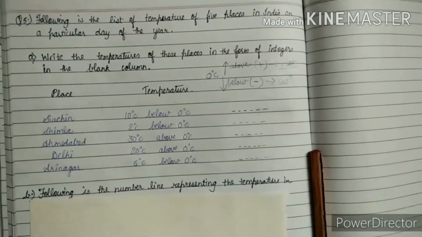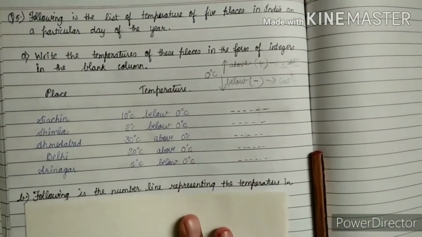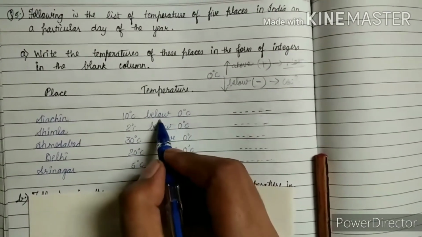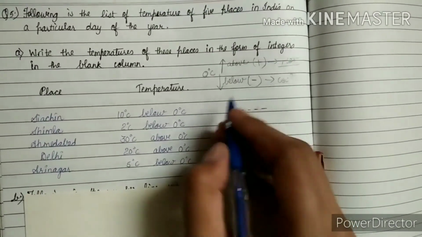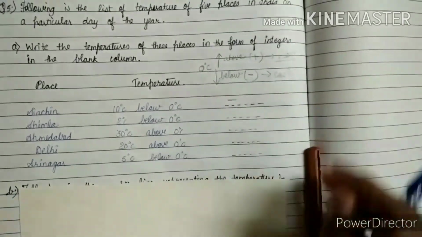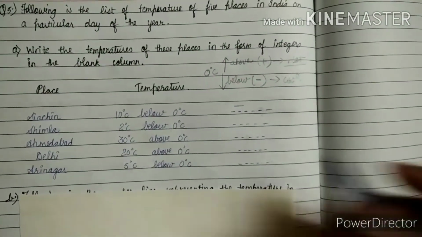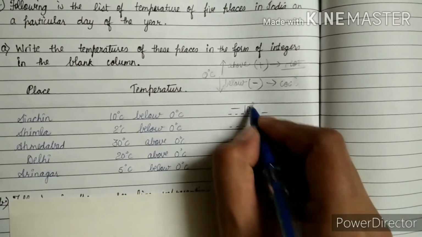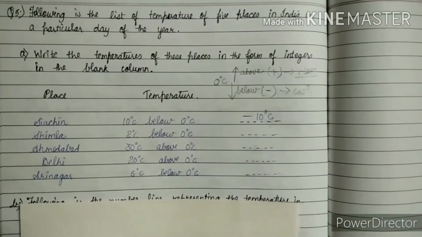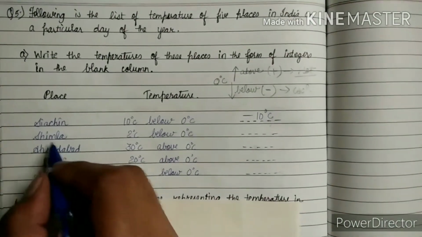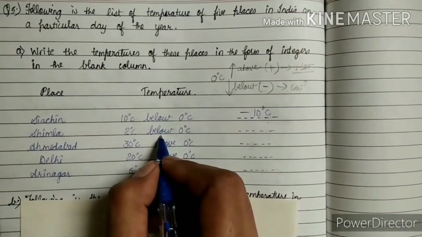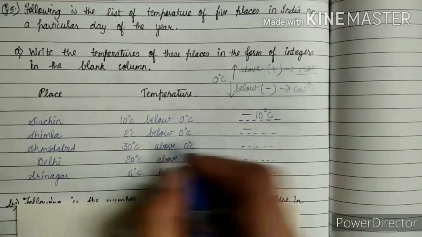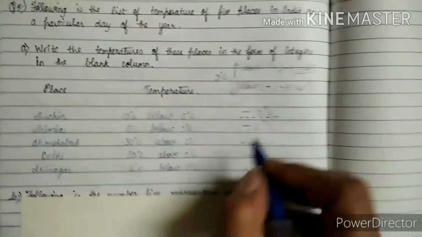Okay, here Siachen has a temperature of 10 degrees Celsius below. Below symbol is negative, so firstly we have to put a negative symbol here. And how much have they given us? 10 degrees Celsius. So negative 10 degrees Celsius will come. Okay, now Shimla. Shimla is having 2 degrees Celsius below. Below symbol is negative, so negative 2 degrees Celsius.